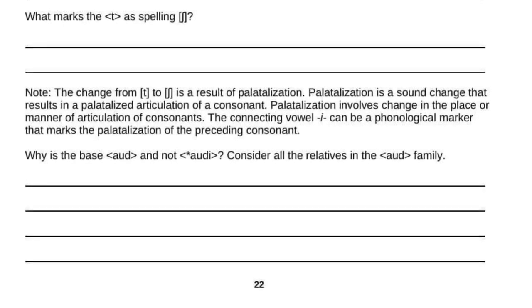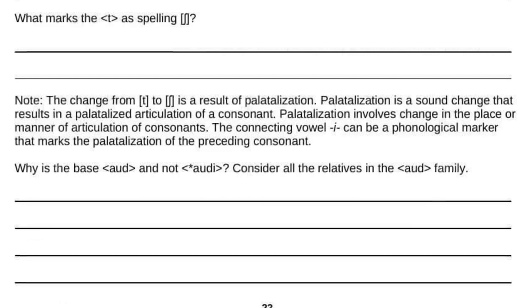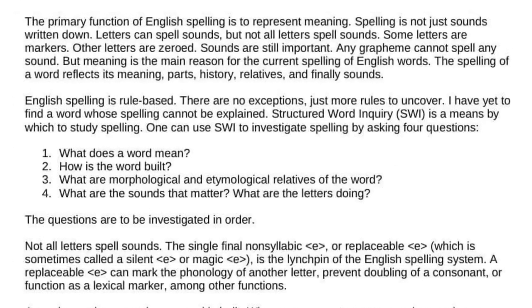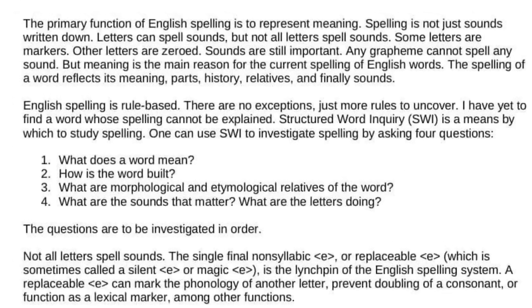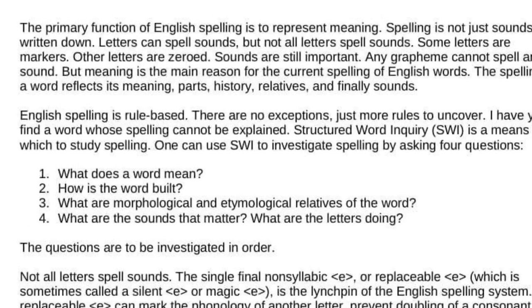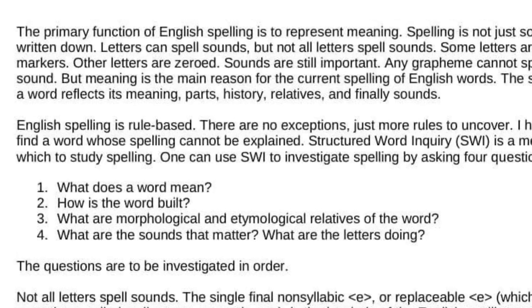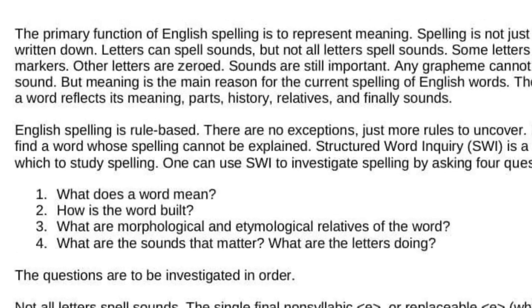Other important rules about the English spelling system are noted throughout the workbook. The primary function of English spelling is to represent meaning. Spelling is not just sounds written down. The spelling of a word reflects its meaning, parts, history, relatives, and finally sounds.